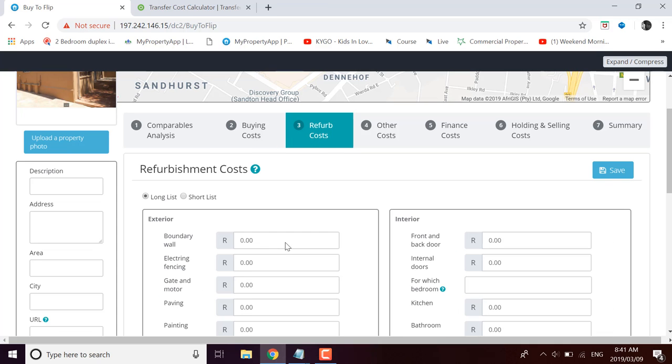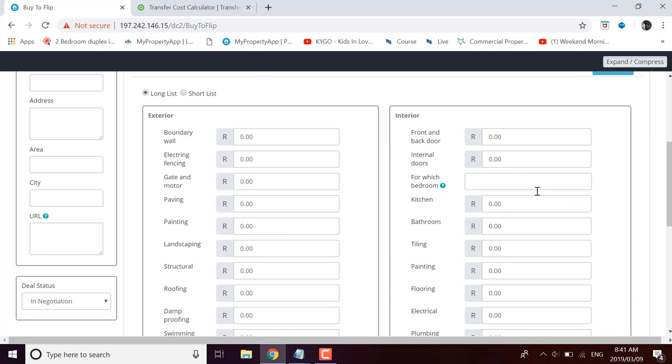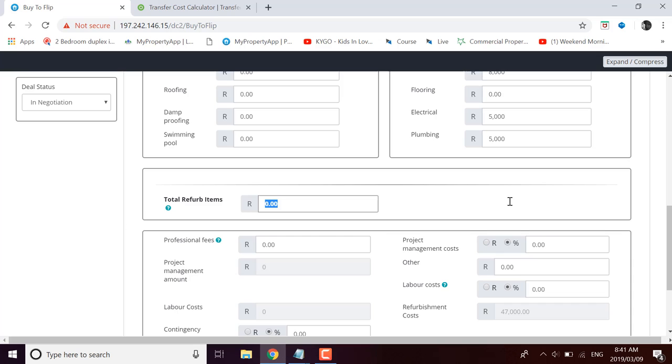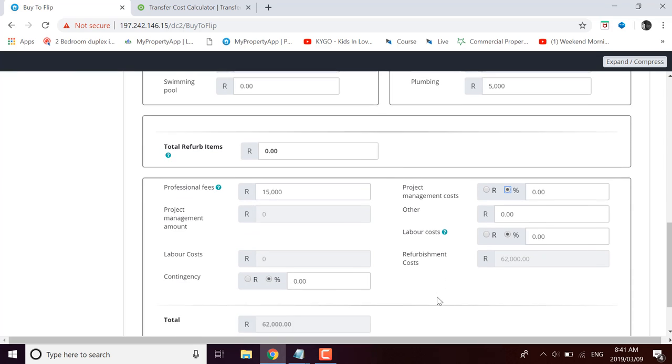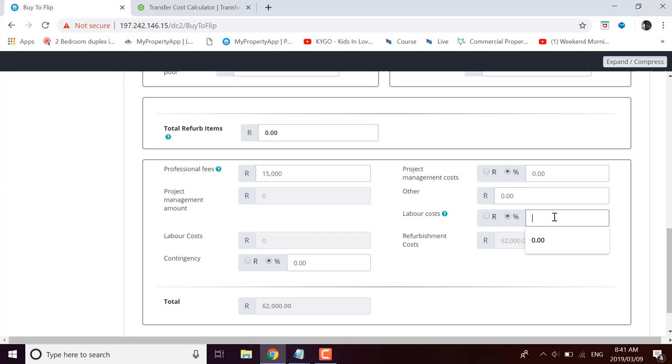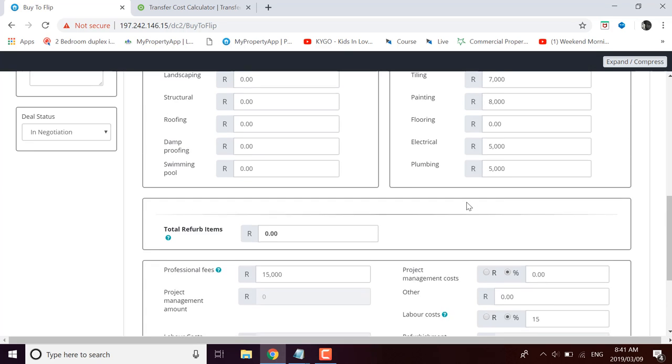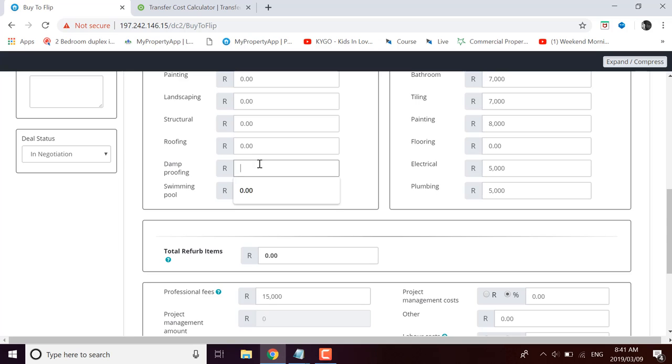Refurbishments. Now let's imagine that this property had a lot of refurbs that needed to happen. So you're going to put 15,000 into the kitchen, 7,000 into the bathroom. You're going to retile a few places. You're going to repaint. Electrical needs work. The plumbing needs work. You also need to get maybe an architect on board, so you're going to pay them for their time. And also you're going to have to get about 15% labor costs in there. Maybe even damp proofing. Let's say that there's been some damp and some roofing issues.